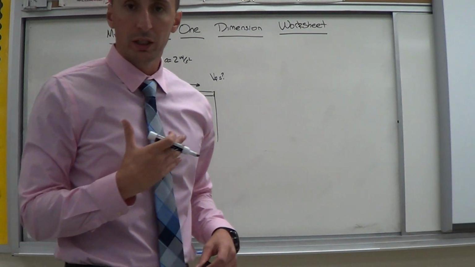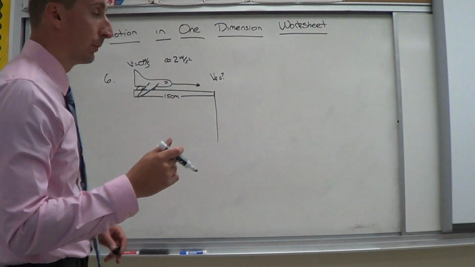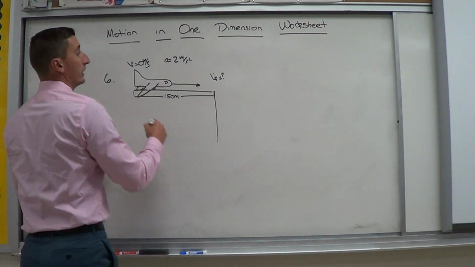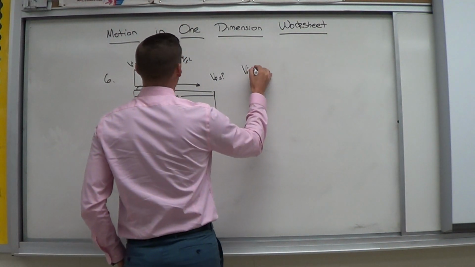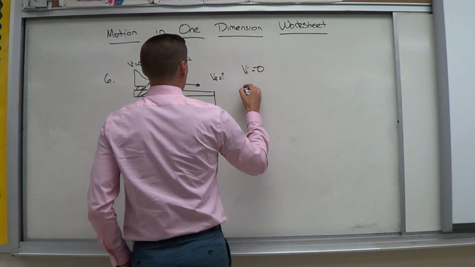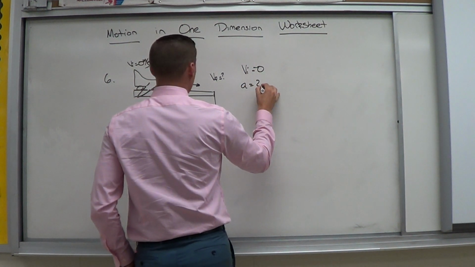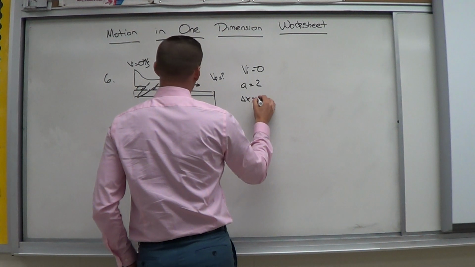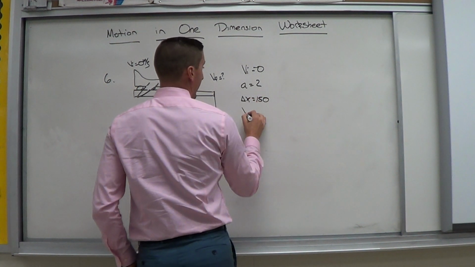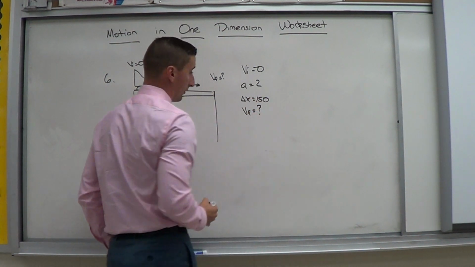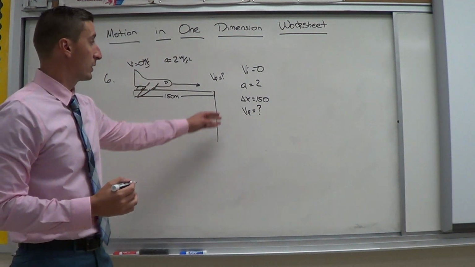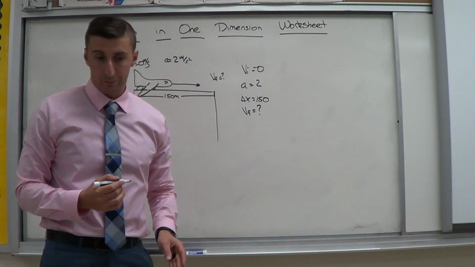So let's go ahead and look at this and list our variables. I've got VI equals 0, A equals 2, delta X equals 150, and I'm looking for VF. So we've got to this point where we have 4 variables.